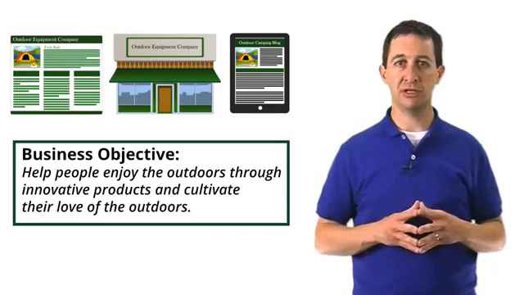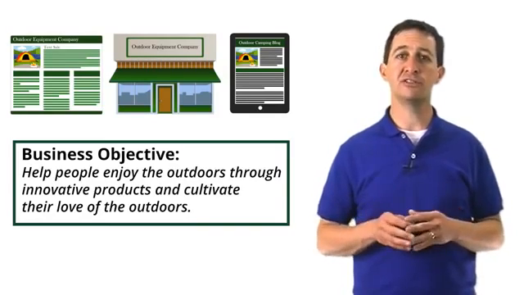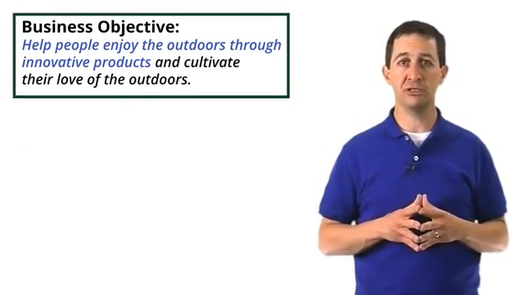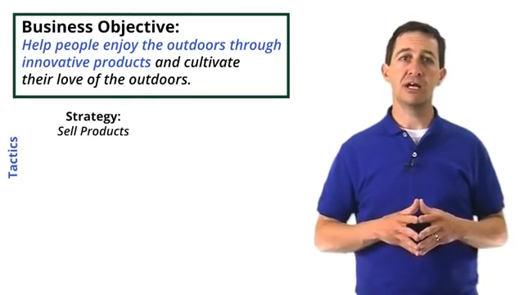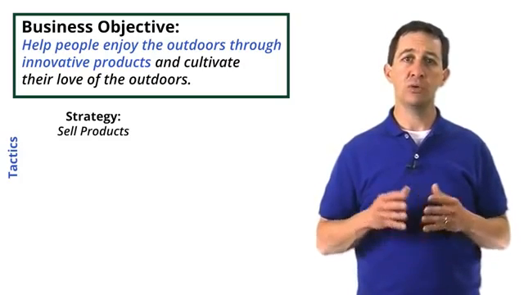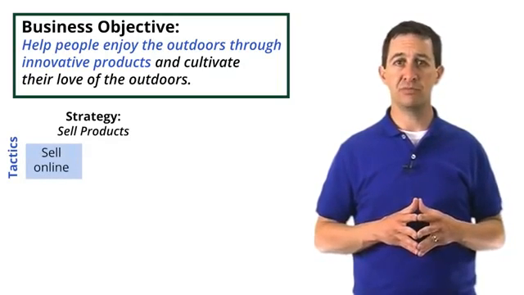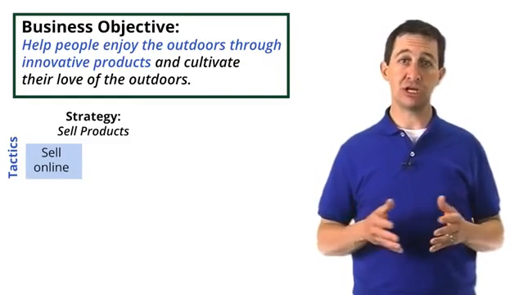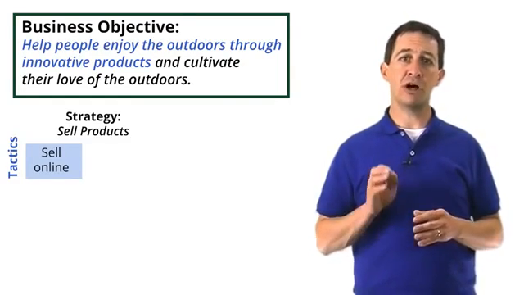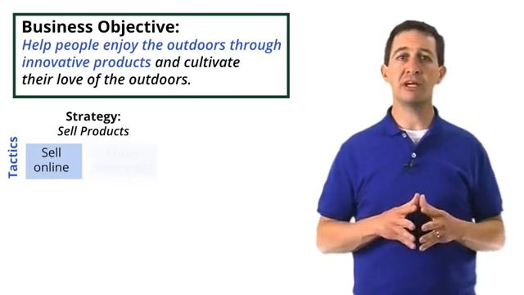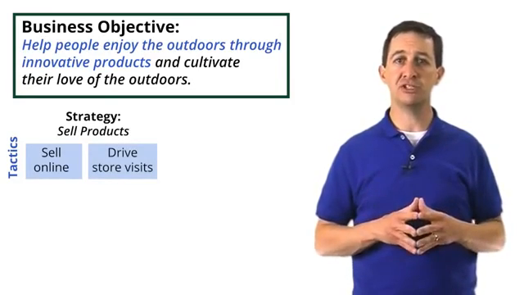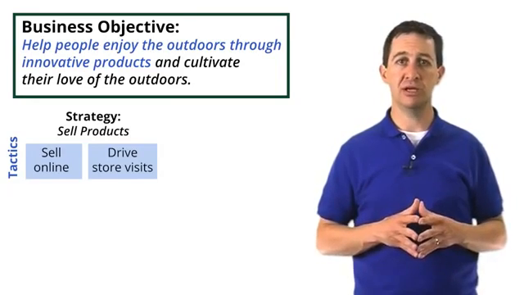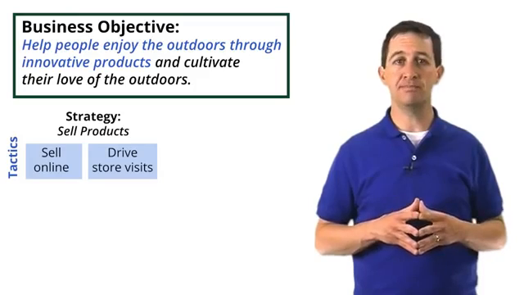In our example, let's say the business objective is help people enjoy the outdoors through innovative products and cultivate their love of the outdoors. To support our objective, our business will use specific strategies and tactics. One strategy to support our mission would be to sell outdoor products. A tactic to support that strategy would be to sell online via the website. Another would be to sell items in stores. We could even develop a mobile shopping app. But in this scenario, we also have physical stores, so one way we might drive sales is by giving people information on our website or in our mobile app that helps them locate one of our stores. That can be another tactic of our website.